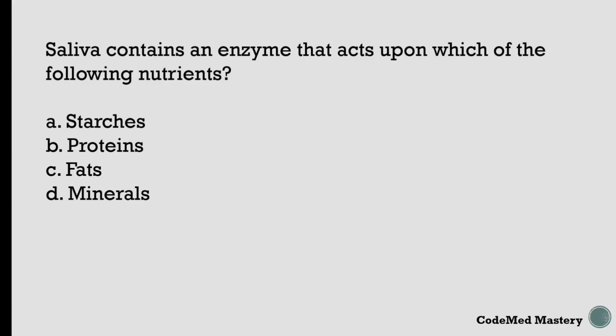Next question. Saliva contains an enzyme that acts upon which of the following nutrients? Option A, starches. Option B, proteins. Option C, fats. Option D, minerals. The right answer is option A, starches.